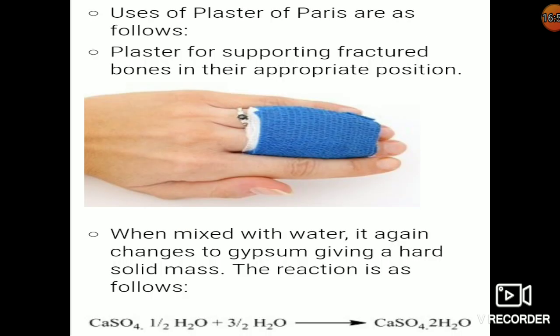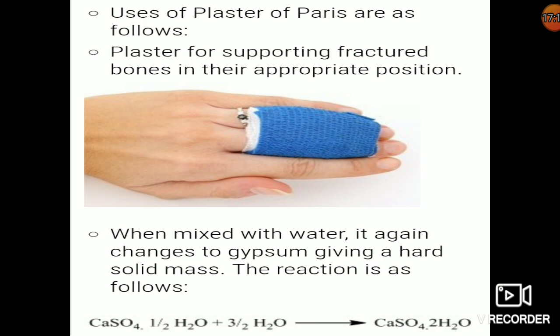Here are some uses of plaster of Paris. Plaster of Paris is used to support your bone if it gets fractured. When you get a fracture in your hand, finger or bone, you'll see the doctor wrap a white paste, and it becomes solid. So it gives a good support to your bone so that it doesn't get displaced. Now when you mix it with water, it again changes to gypsum and forms a hard solid mass.